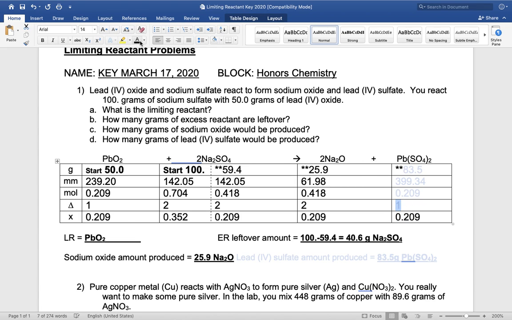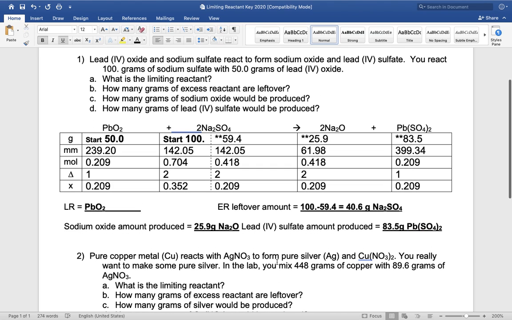So times 1 gives me 0.209. Huge molar mass. 1 lead plus 2 sulfurs plus 8 oxygens from the periodic table, 399.34. So 0.209 times 399.34 gives me that final answer for lead 4 sulfate of 83.5 grams. So make sure you label your answers grams.